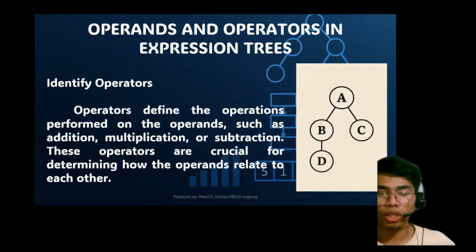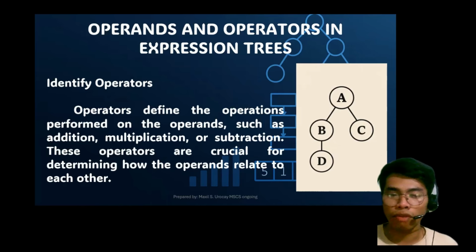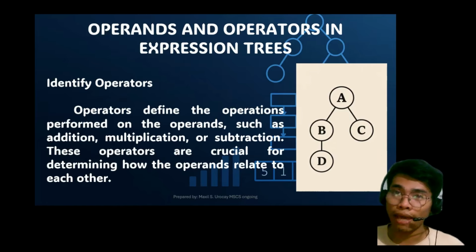This operator is crucial for determining how the operands relate to each other. So this is the connection between the operands. For example, what will be their connection? They do have a connection in terms of multiplication, which pertains to B and C. We can multiply that one, for example.